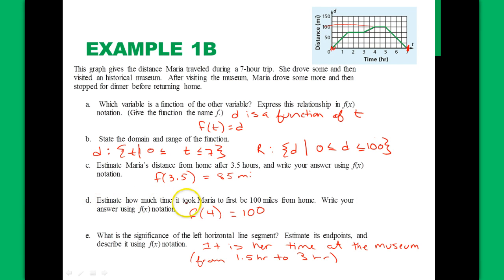Okay, estimate how much time it took Maria to be 100 miles from home. Write your answer using f of x notation. Well, going over to 100 and then down, you know it's 4. Okay? And then the last question says, what is going on here with this horizontal line? Well, that's the time frame when she was at the museum. She was there for an hour and a half, starting at 1.5 hours, and she was there until 3 hours. Okay?